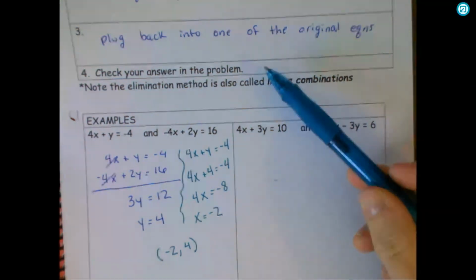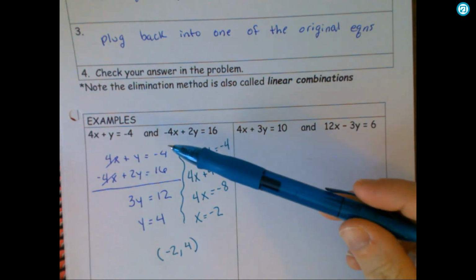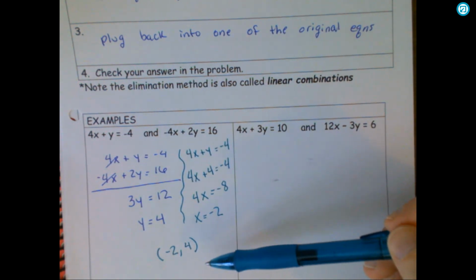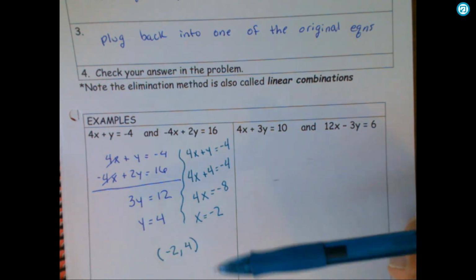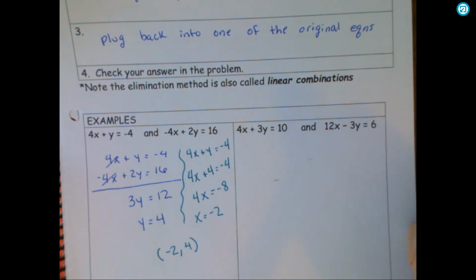Our 4th step is to check. If I plug back in and check, it should work out for each statement. And when we do that on this one, it actually does work out. So since it works out, we know we did it right. Negative 2, 4 is our answer.